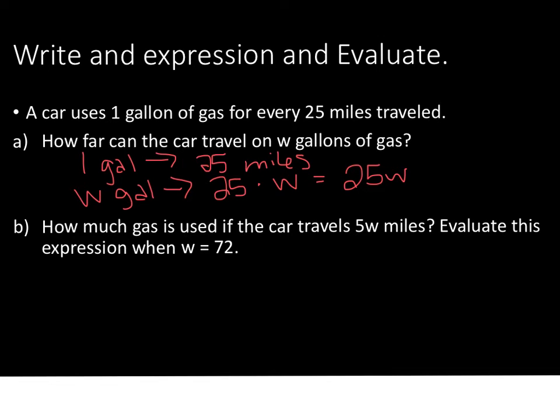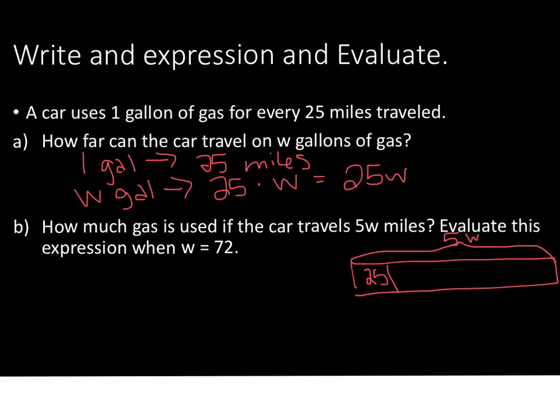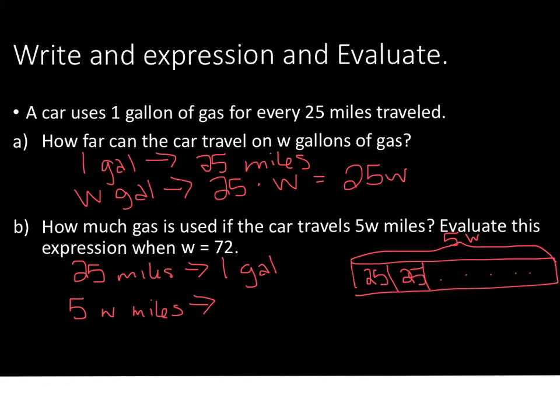Now on B part it says, how much gas is used if the car travels 5W miles? Evaluate this expression when W is equal to 72. So think about this, guys. Our whole here is we've gone 5W miles. Okay? We know that each gallon will get us 25 miles. The problem is we don't know how many there are. So here's what we're going to do. We know 25 miles will be 1 gallon. So to find 5W miles, we're going to do 5W divided by 25.